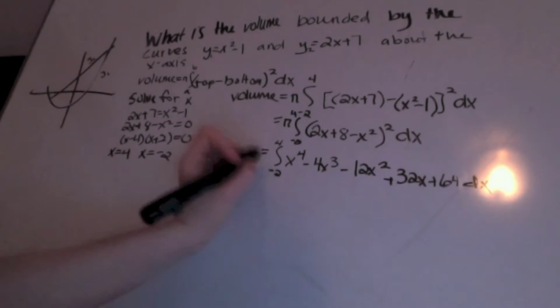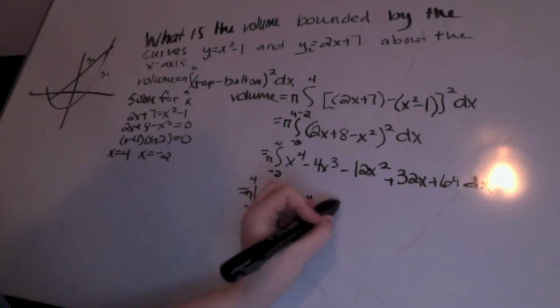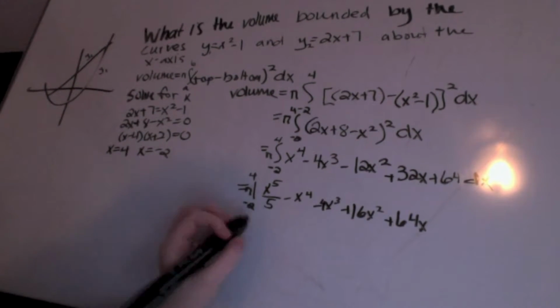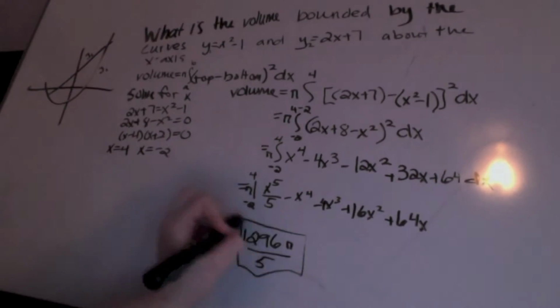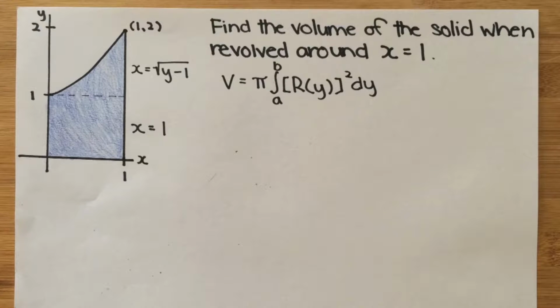Then what you're going to want to do is integrate, and when you're finished doing that, you get that it equals 1,296 pi over 5.